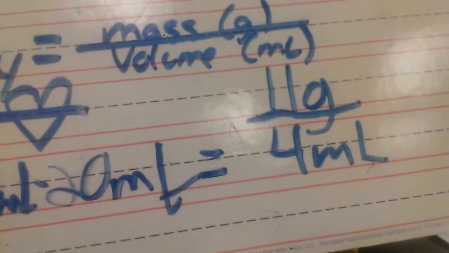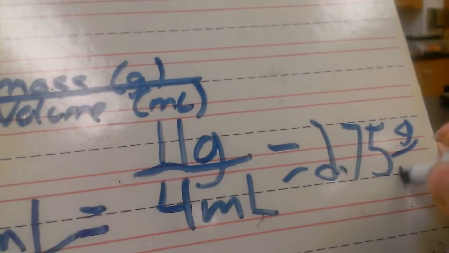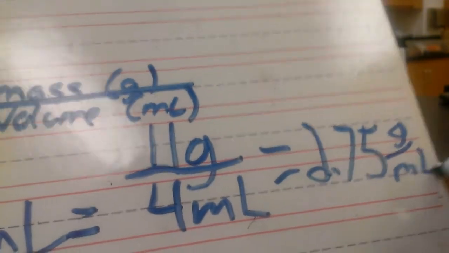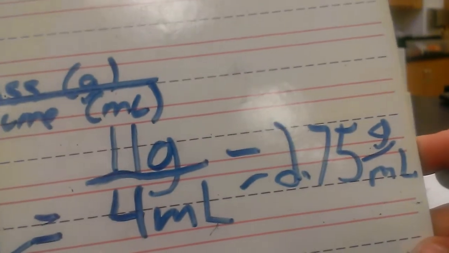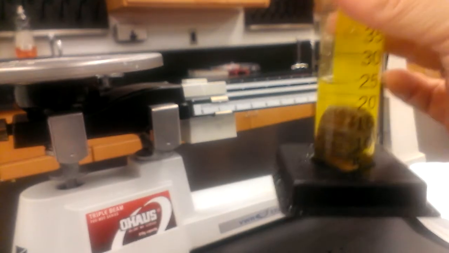11 divided by 4 equals 2.75, and I can't forget my unit, which should be grams over milliliter. So that's my answer, and I would look for that answer on the test. 2.75 grams over milliliter for the density of my rock.